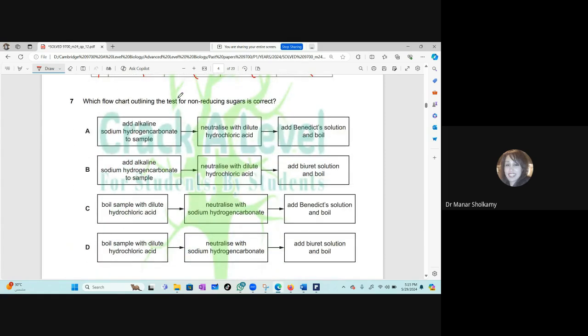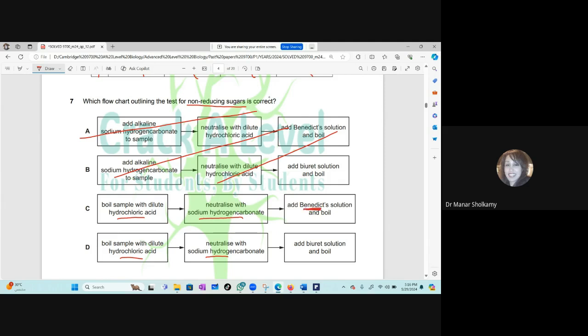Which flowchart outlining the test for non-reducing sugars is correct? Don't forget non-reducing sugars like sucrose. A, we add alkaline sodium hydrogen carbonate to the sample first, or no, we boil the sample with dilute hydrochloric acid. Boil it first. Yes, so this means we will exclude A and B because the first step is wrong. So the answer is either C or D. Let's look at C and D. We will boil the sample with dilute hydrochloric acid, and then we will neutralize with sodium hydrogen carbonate. So the first two steps are the same, and they are correct. Now, the last step here will make the difference.